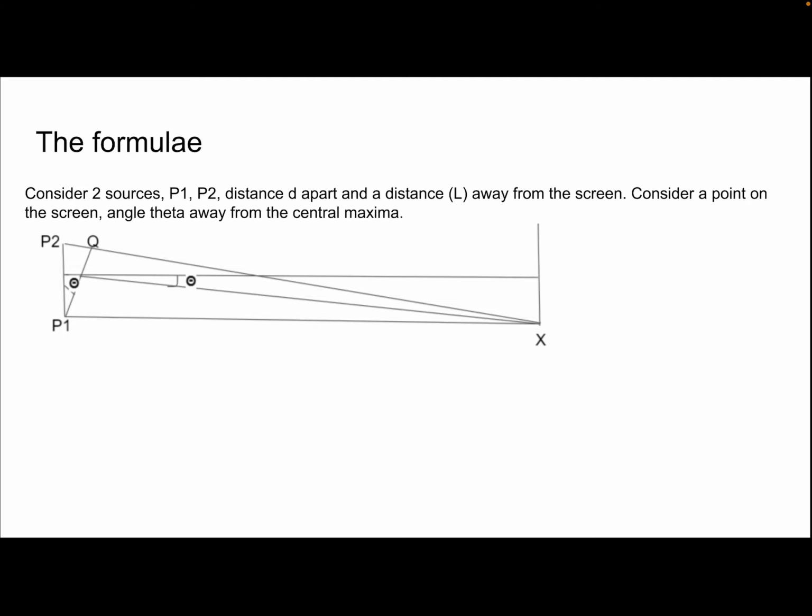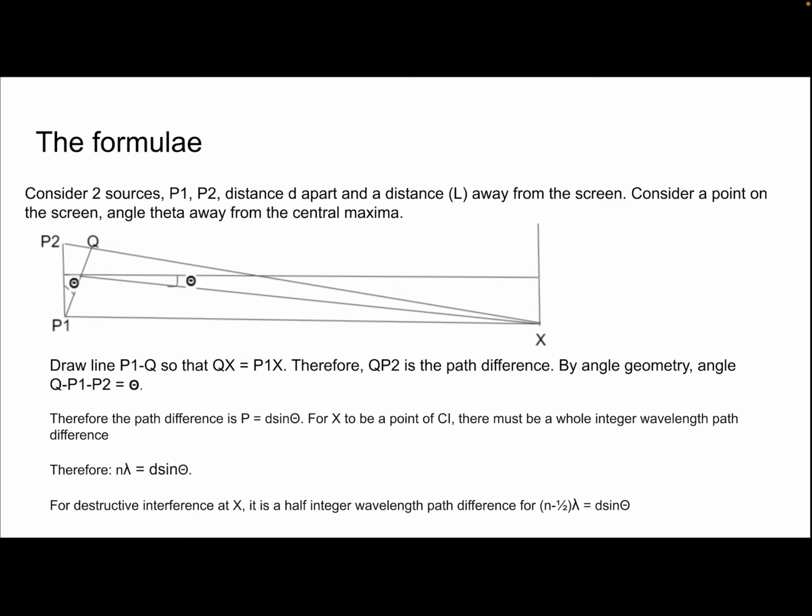Okay. So what we can do here is draw a line from P1 onto the path of P2 to X, and we're going to draw this line so that the length of QX is equal to the length of P1X. So we're just going to draw it such that QX equals P1X. Therefore, the path difference of P1 and P2 to X will simply be the distance QP2, which we're trying to find.